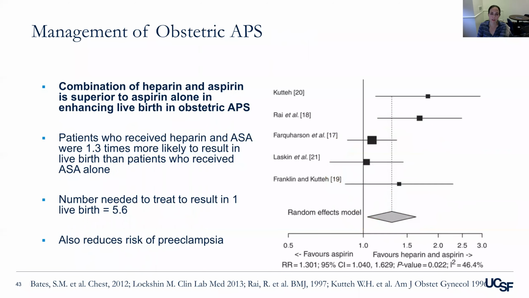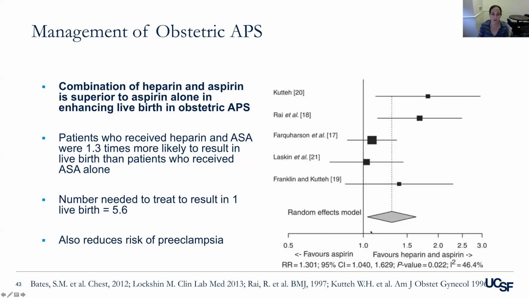So when we think about patients who have obstetric APS, so these are individuals that have not had arterial or venous thromboses, but have had one of the pregnancy morbidities that I outlined earlier in the talk, there is data showing that the combination of heparin and aspirin is superior to aspirin alone in enhancing live birth and obstetric APS. And that's outlined here in this forest plot when they looked at multiple studies. So one being this line here in the middle, to the left favoring aspirin, to the right favoring heparin and aspirin. And you can see that all of the studies have come down here on the right-hand side.